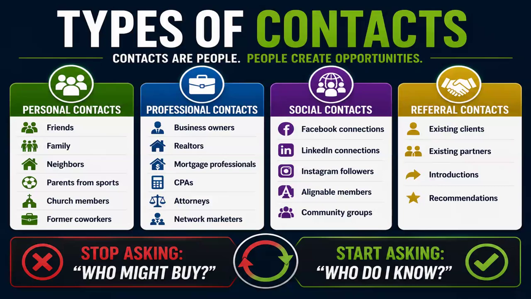Social contacts, we're going to talk about this, but these are Facebook connections, LinkedIn connections, Instagram followers, Alignable members, community groups. Social is a whole ecosystem within itself. We're going to talk about that.